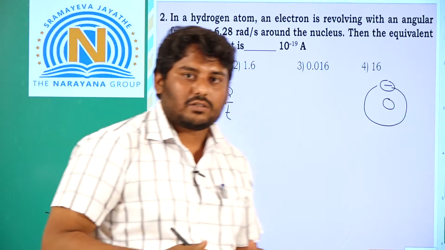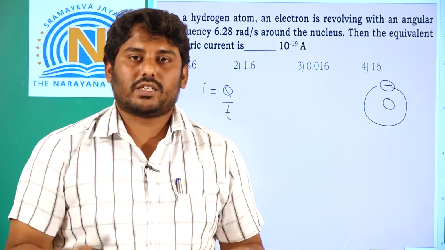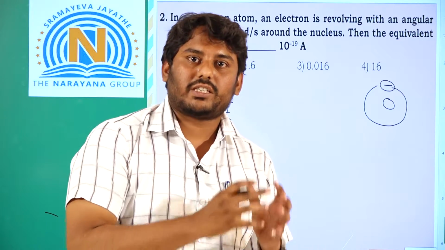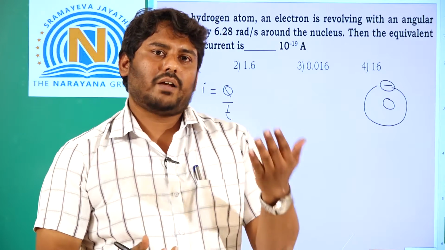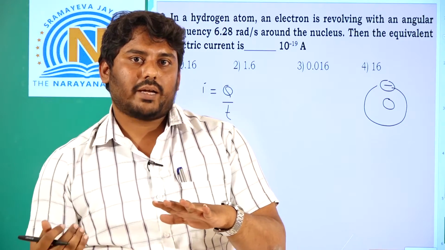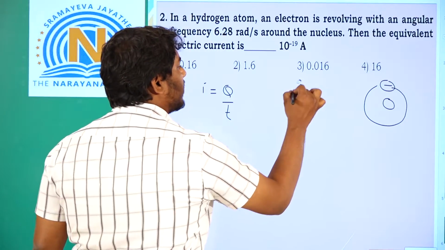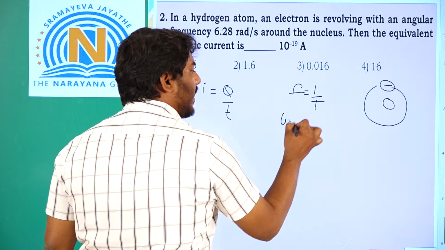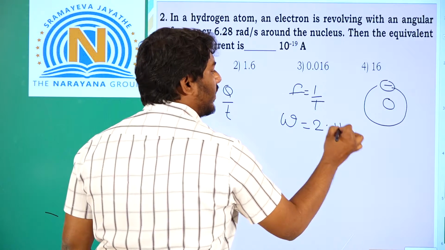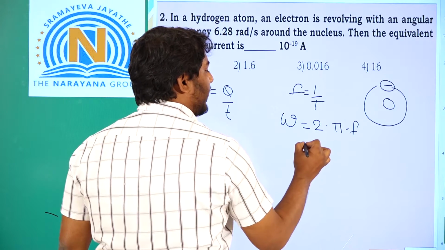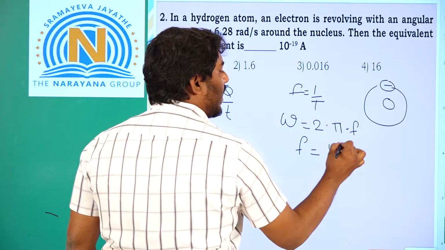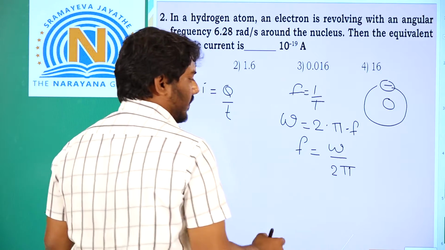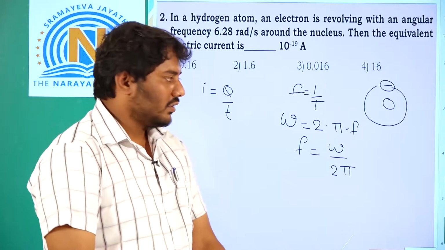So if we go back to the basics of angular frequency, whenever any body is rotating in a circle, it has angular velocity as well as angular frequency. And what is frequency? 1 by time period. Again, I am repeating, frequency is 1 by time period. And we also know that angular frequency omega is 2 into pi into f. From that, I can write f is omega by 2 pi.